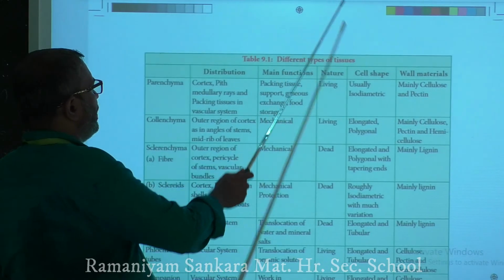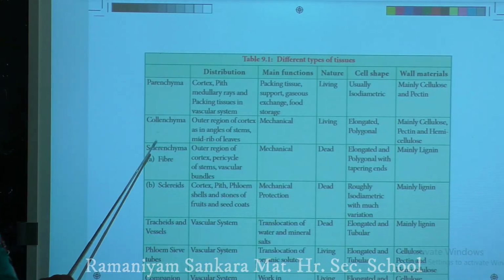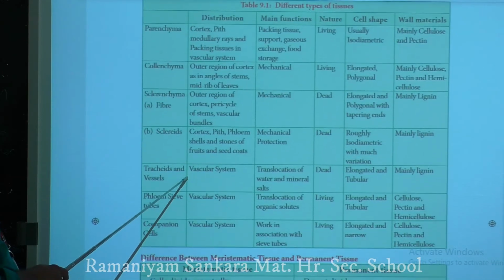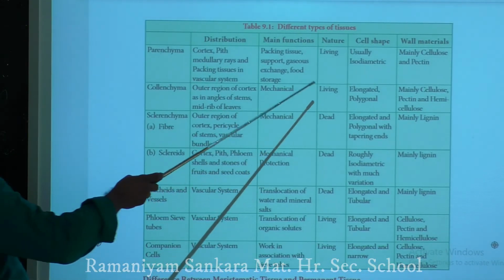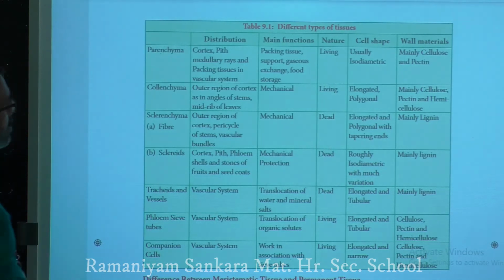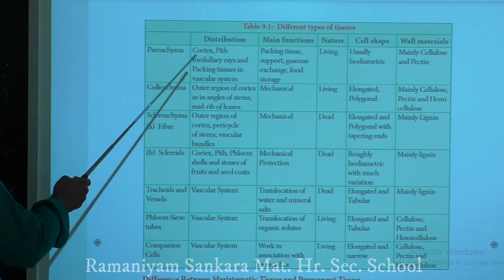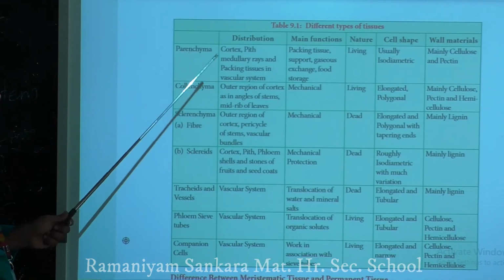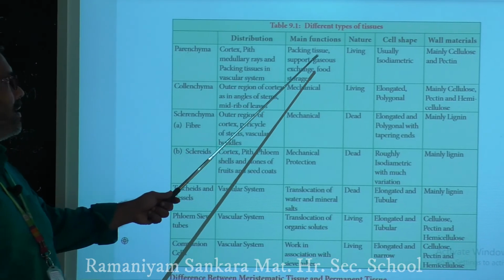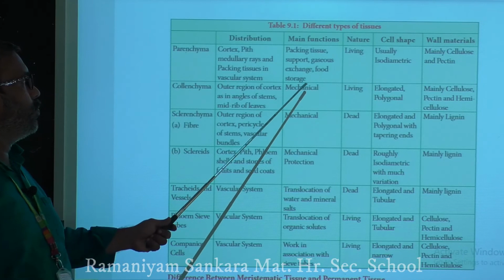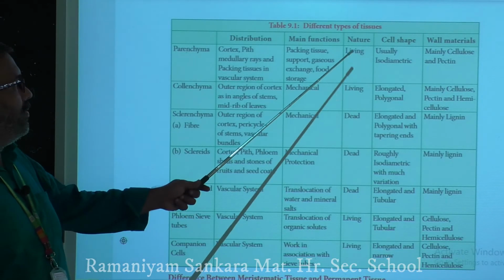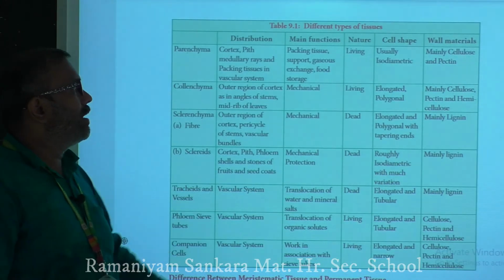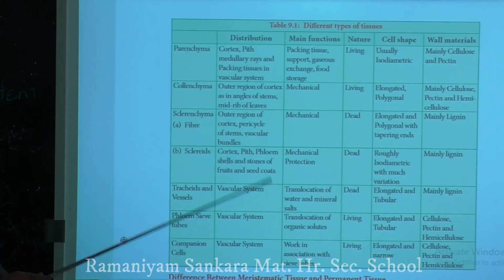Next one, the different types of tissues: parenchyma, collenchyma, sclerenchyma. We compare them by distribution, main functions, nature, cell type, and wall materials. For example, parenchyma is found in the cortex, pith, medullary rays and packing tissues of vascular systems. The main functions are packing, support, gas exchange, food storage. Living tissues, cell type usually isodiametric. Wall materials are mainly cellulose and pectins.